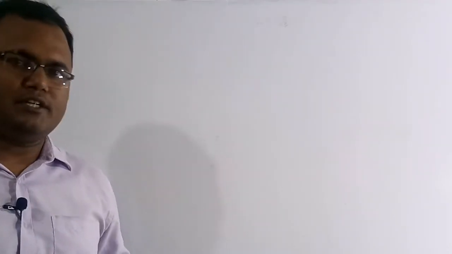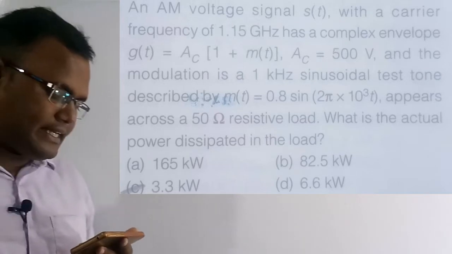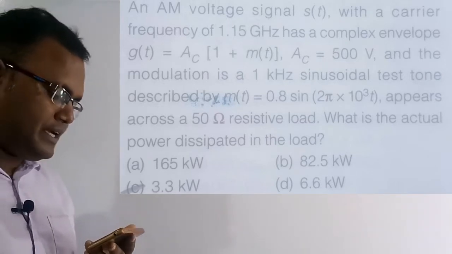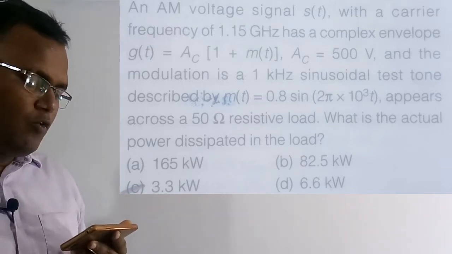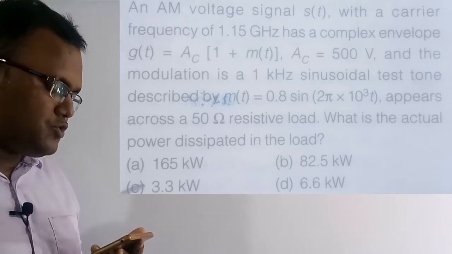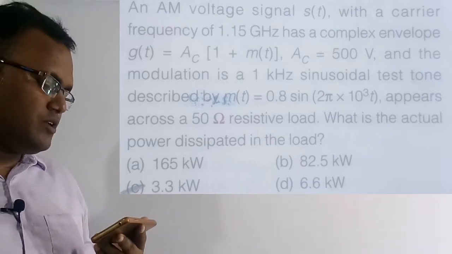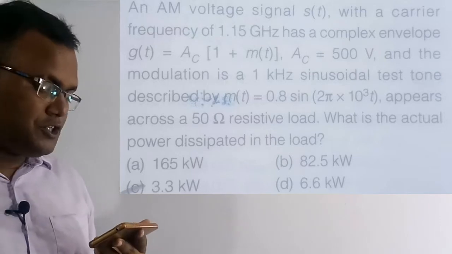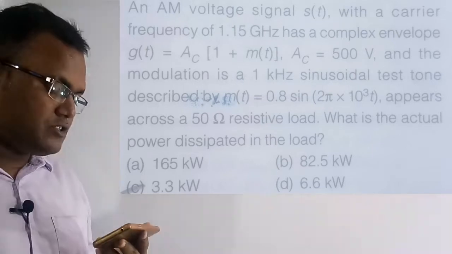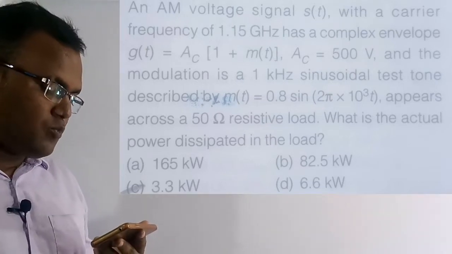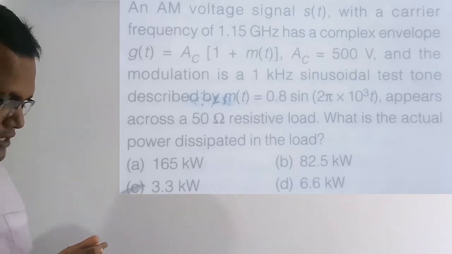Now we are going to solve the 13th question. See the question here. An AM voltage signal s of t with a carrier frequency of 1.15 gigahertz has a complex envelope g of t equal to Ac into 1 plus m of t, where Ac is equal to 500 volt, and the modulation is a 1 kilohertz sinusoidal test tone described by m of t equal to 0.8 sin of 2 pi into 10 to the power of 3 t, appearing across a 50 ohm resistive load. What is the actual power dissipated in the load? This is what is given in the question.